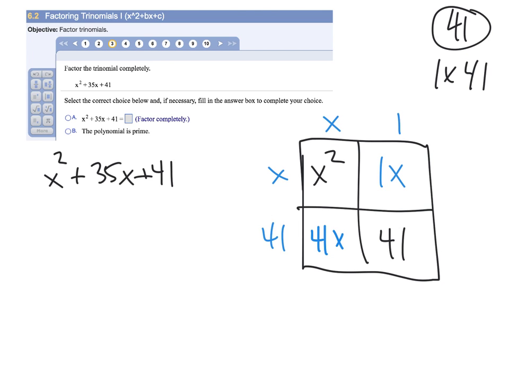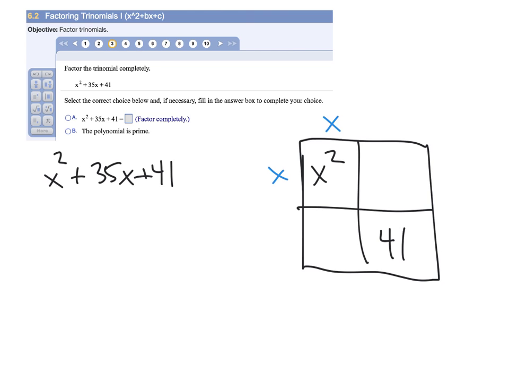And then if you combine those and add your like terms, you're going to get x squared plus 42x plus 41. Well, that's not at all what we wanted. So what that means is you're going to have to backtrack, because maybe we need to swap the 41 and the 1. So let's backtrack.